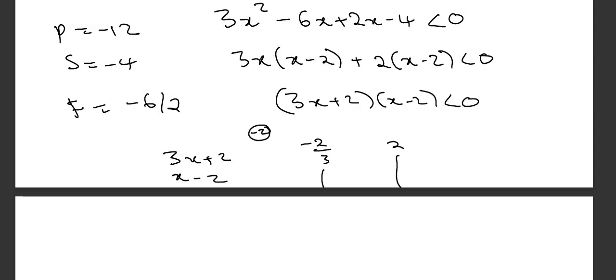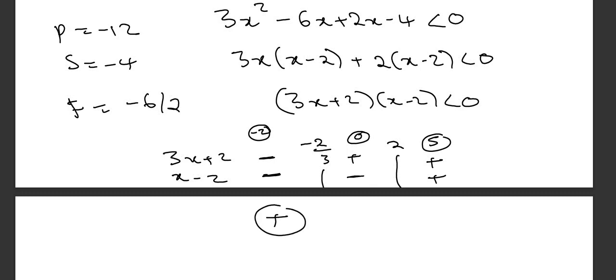If I use negative 2 there, that's going to be negative 6. Negative 6 plus that, that's going to be negative. I use that, that's going to be negative. I choose a 0 there. That's going to be positive. Then that's going to be negative. I choose any number after 2, let's say 5. This will be positive, this will be positive. So the overall sign here will be positive, here it will be negative, here it will be positive.